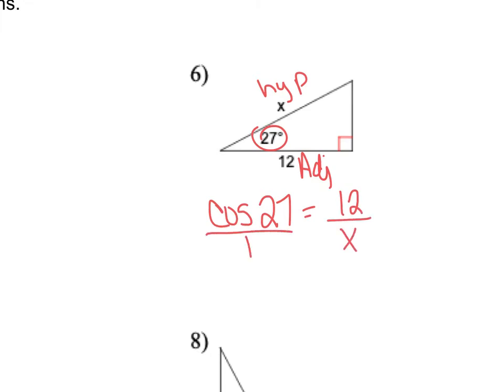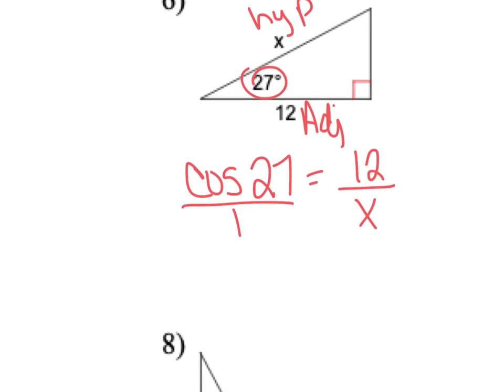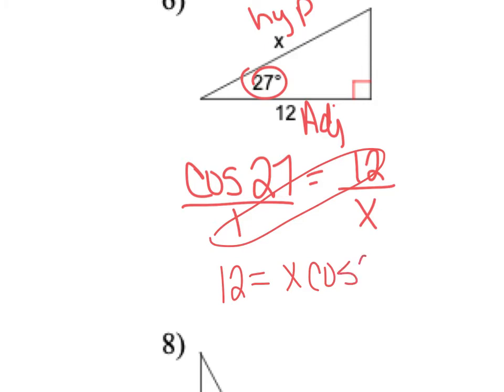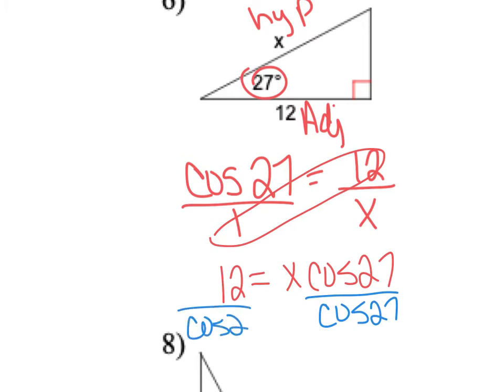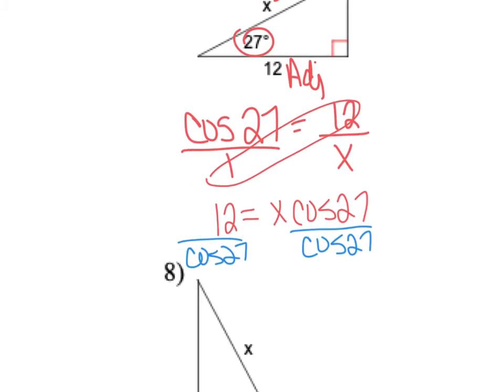Now if you notice, we have a problem here again where our unknown, our x, is in the denominator. So it's going to be just one extra step. If we cross multiply, we get 12 equals x times the cosine of 27. And we want to get x by itself, so I'm going to divide both sides by the cosine of 27. Put 12 divided by the cosine of 27 into your calculator, and you should get approximately 13.47 for a side length.